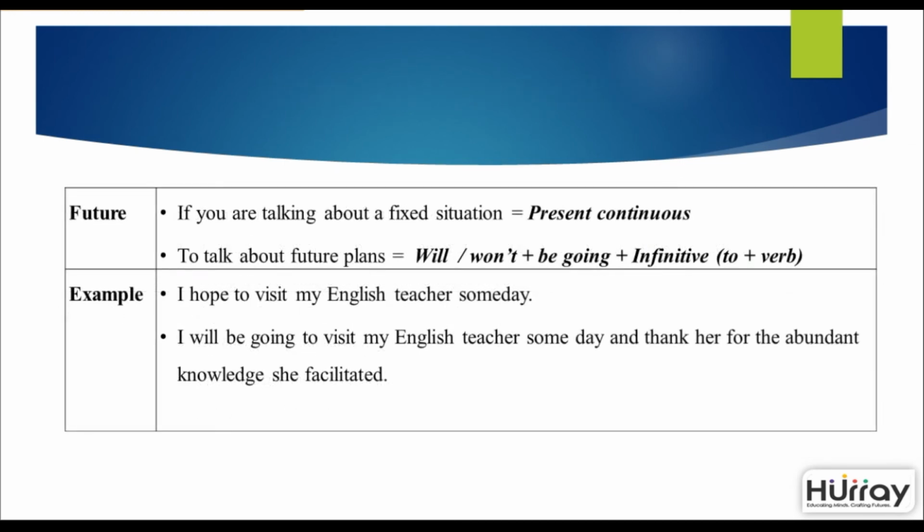If you're referring to the future, you're talking about a fixed situation, for example, then you need to use the present continuous tense. To talk about future plans, you need to use will or will not or won't, or be going to plus the infinitive. The infinitive is to plus the verb. For example, you could say, I hope to visit my English teacher someday. You could also say, I will be going to visit my English teacher someday and thank her for the abundant knowledge she facilitated.